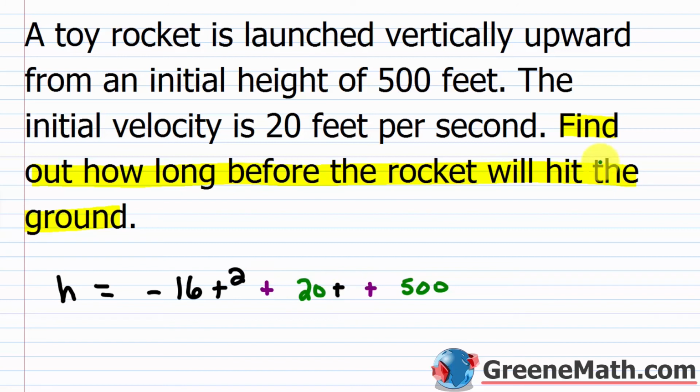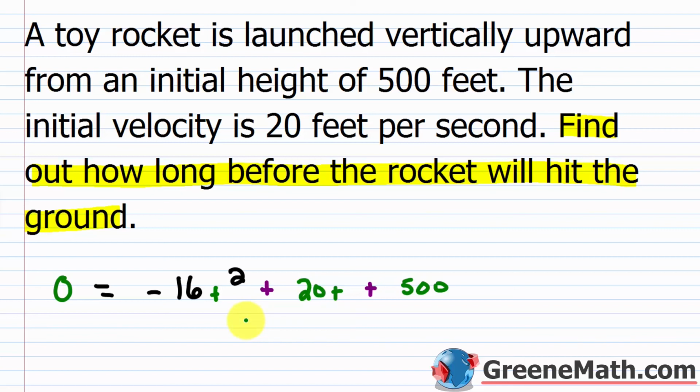But it says find out how long before the rocket will hit the ground. We already said that when the rocket hits the ground, h is 0, right? That's the height. So I can just replace h with 0. And all I have here is a standard quadratic equation, right? So I have negative 16t squared plus 20t plus 500. If I replace t with x, it's going to look very familiar to you, okay? I'm not going to keep it this way. I'm going to keep it with t because that's consistent with our formula. But if you were struggling and couldn't grasp what's going on, just replace it with x, solve it, and then go back and replace that with t, okay?